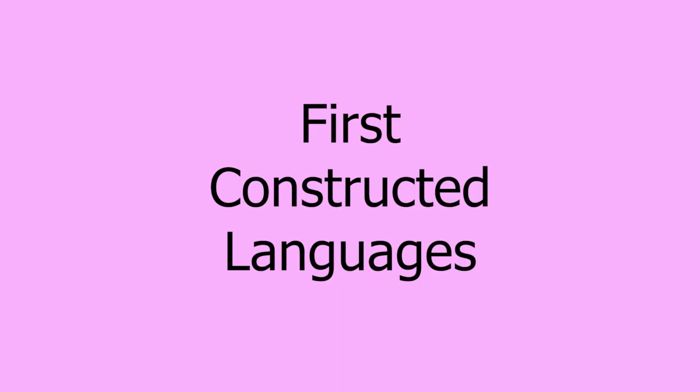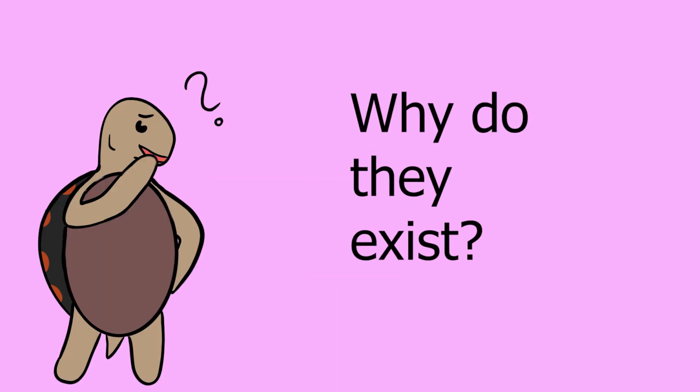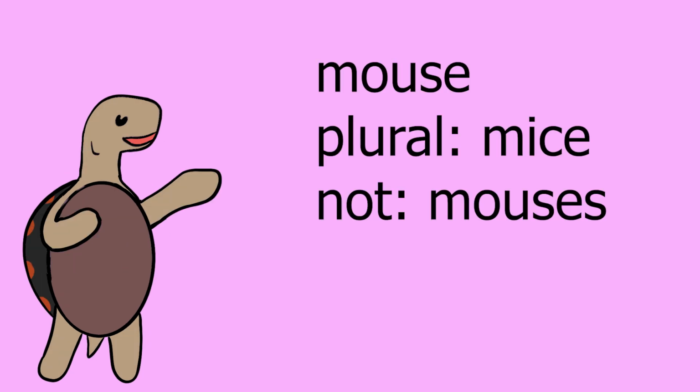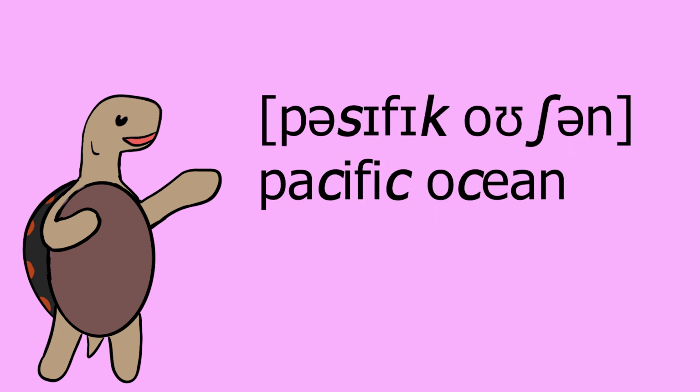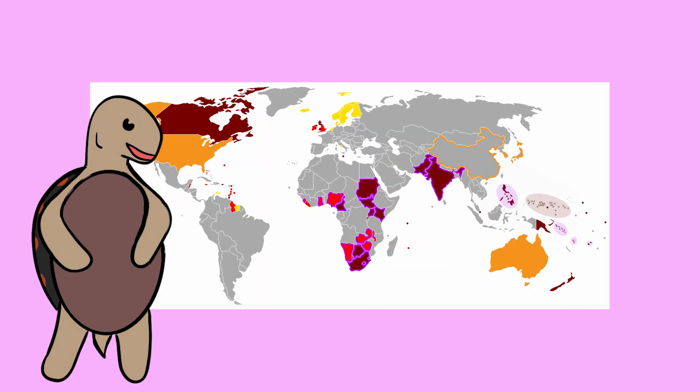First, constructed languages. Why do constructed languages exist? Natural languages are very irregular. Why is it mouse and mice and not mouses? And why is every sea in Pacific Ocean pronounced differently? English as a natural auxlang is very irregular, for example.